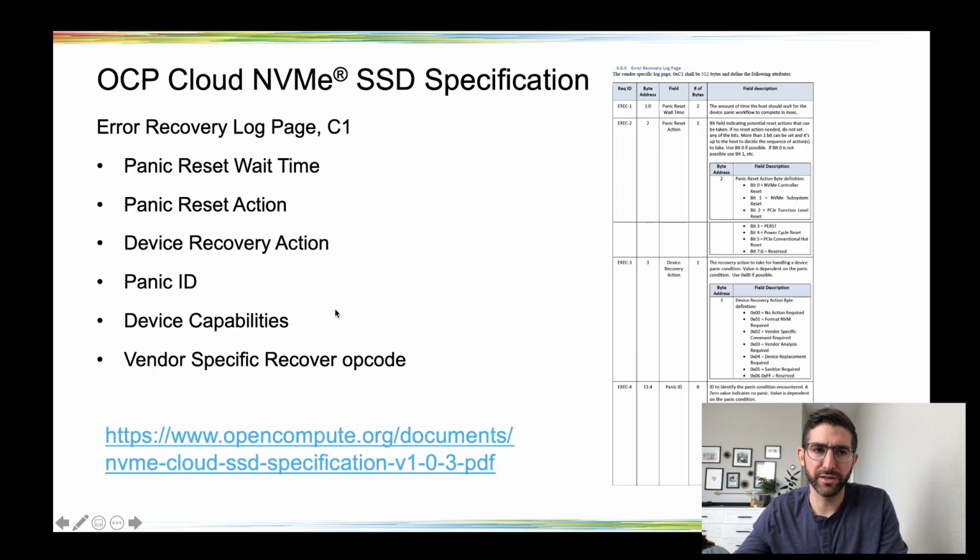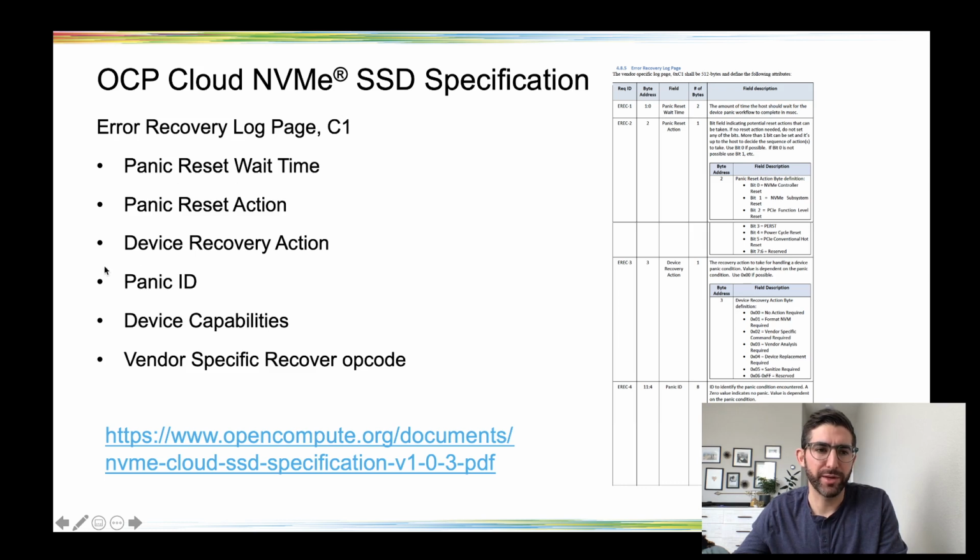The other thing they've done is the OCP Cloud NVMe specification error recovery log page. And again, you can just download this spec. It's open source. And for the error recovery log page, I mentioned that most SSD failures are actually just firmware. Well, it sure makes sense to be able to recover gracefully from firmware issues, or when a drive fails, for the drive to be able to identify and tell the host, what's wrong with me? And this is exactly what this error recovery log page does.